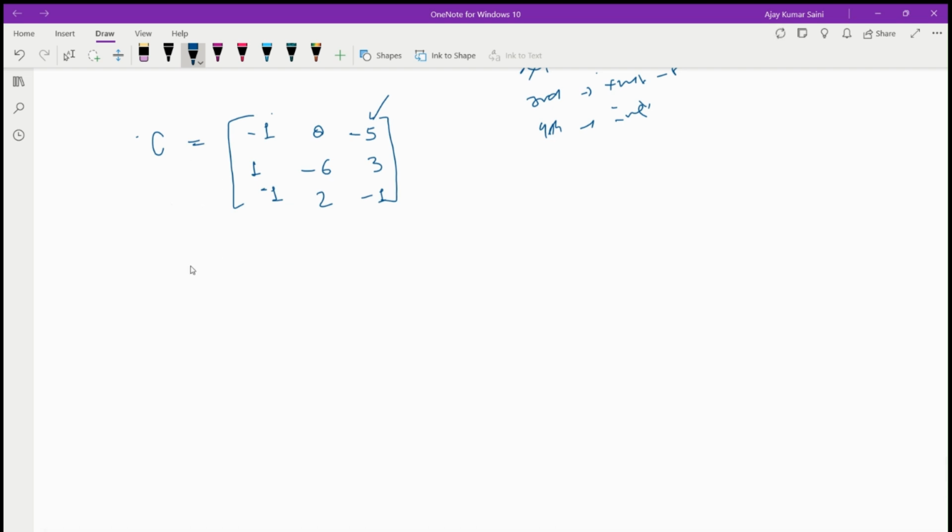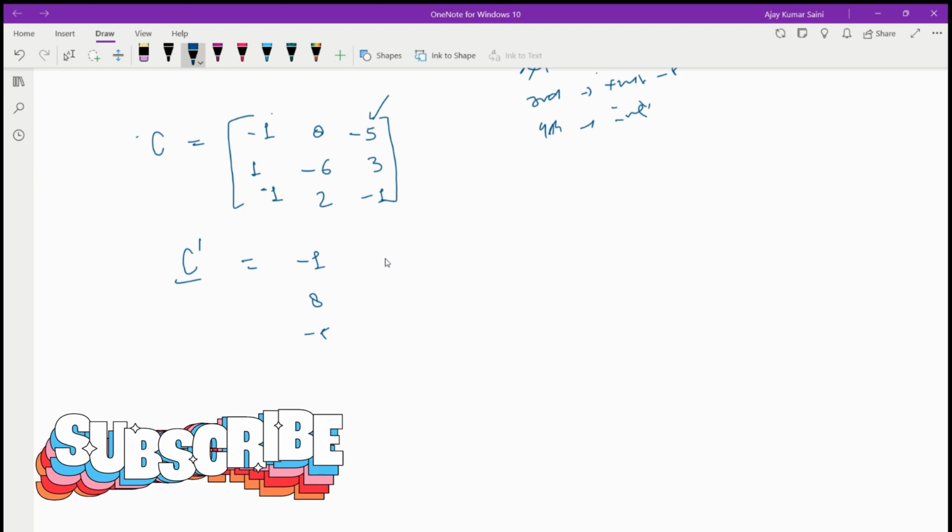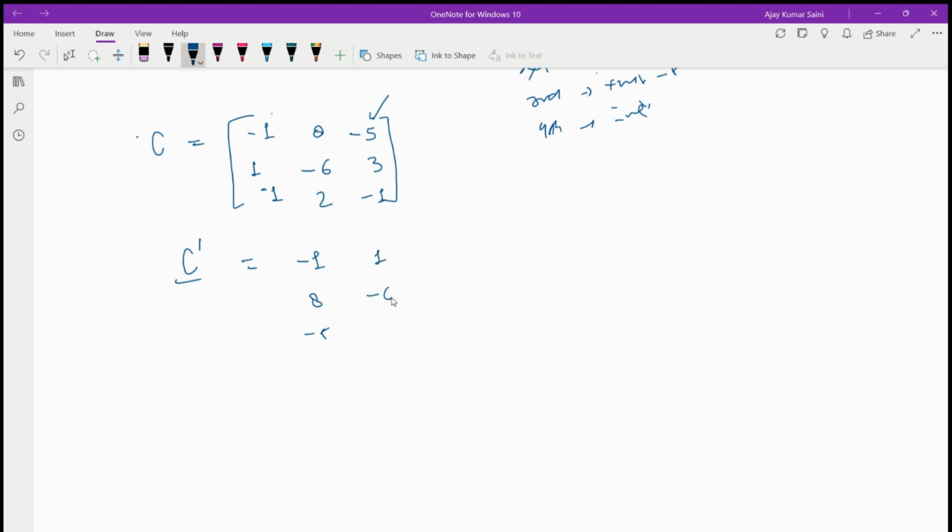After that I need to transpose it. For the transpose we need to do these things, it is the sign of the transpose. So after that what I need to do is change the columns and rows. Okay, so minus 1, 8, minus 5, 1, minus 6, 3, minus 1, 2, minus 1. Okay, so it is the transpose of this matrix C. So this matrix is now known as the adjoint of A.